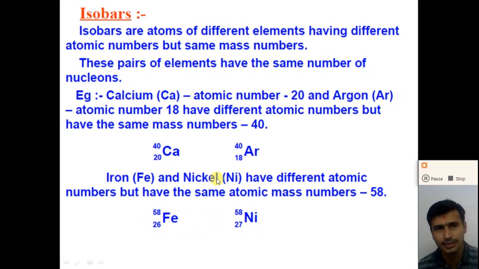So understand, dear student, what you mean by isotopes and isobars. Isotopes are the atoms of the same element having different mass numbers, and isobars are the atoms of different elements having the same mass number, right?